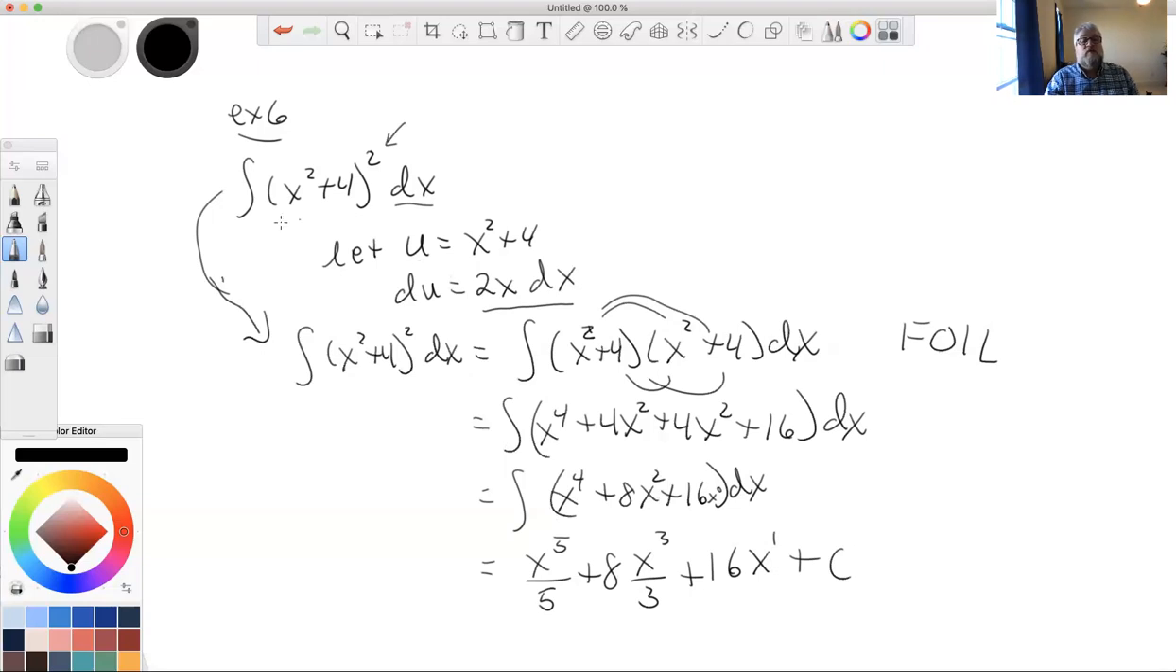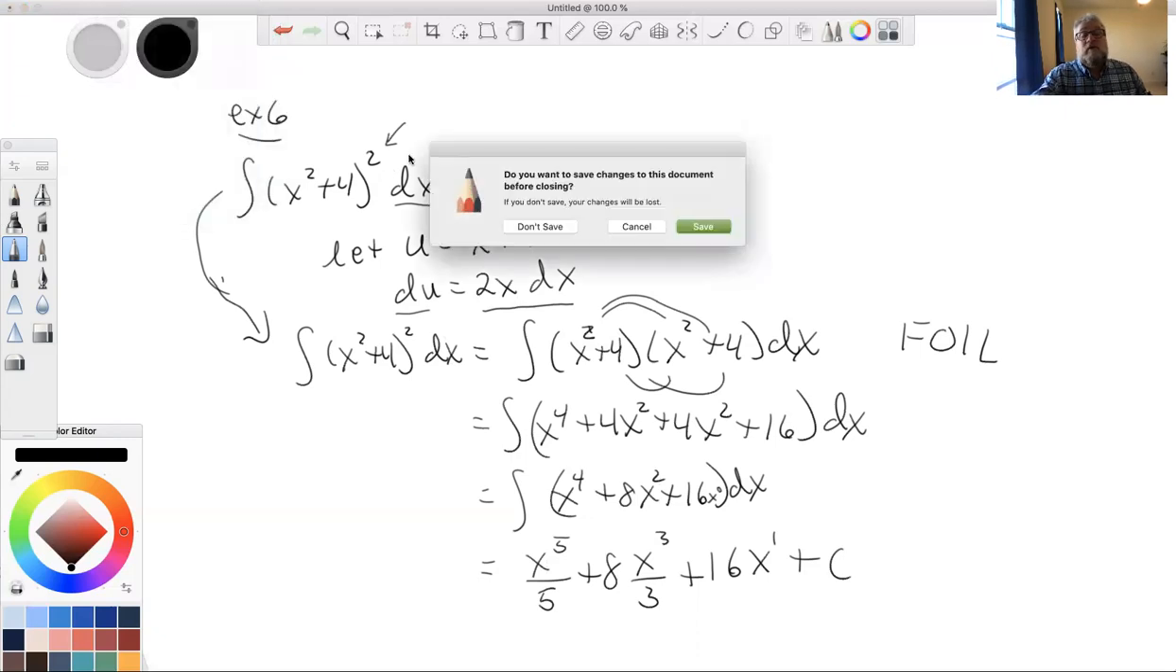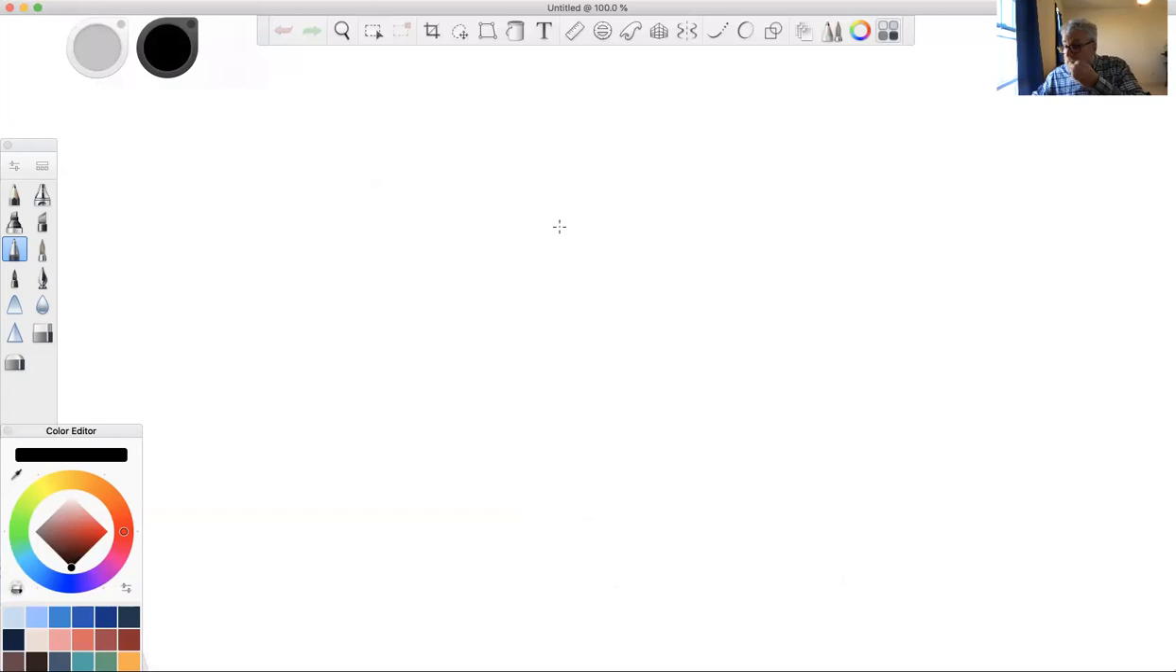So sometimes it looks like it's a power rule function, but you don't have enough goodies there to get your differential du so that you can apply the rule. And when that happens, you've got to just multiply it out and do it term by term. And that's not fun, but that's the way it goes. Well, that's not true. It is fun, of course, because calculus is fun.